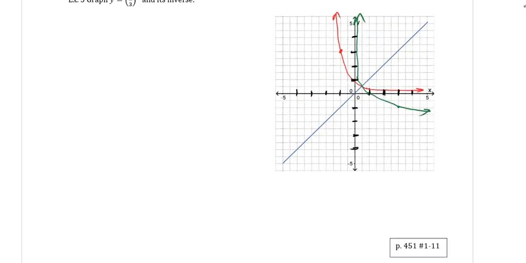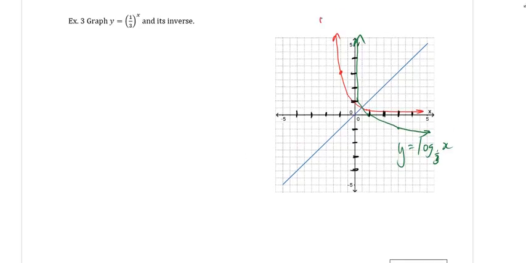Well, let me label these. So this is y equals log base 1/3 of x. Any questions? So that says page 451, number 1 to 11. Question 1 and 2. Do AC only.